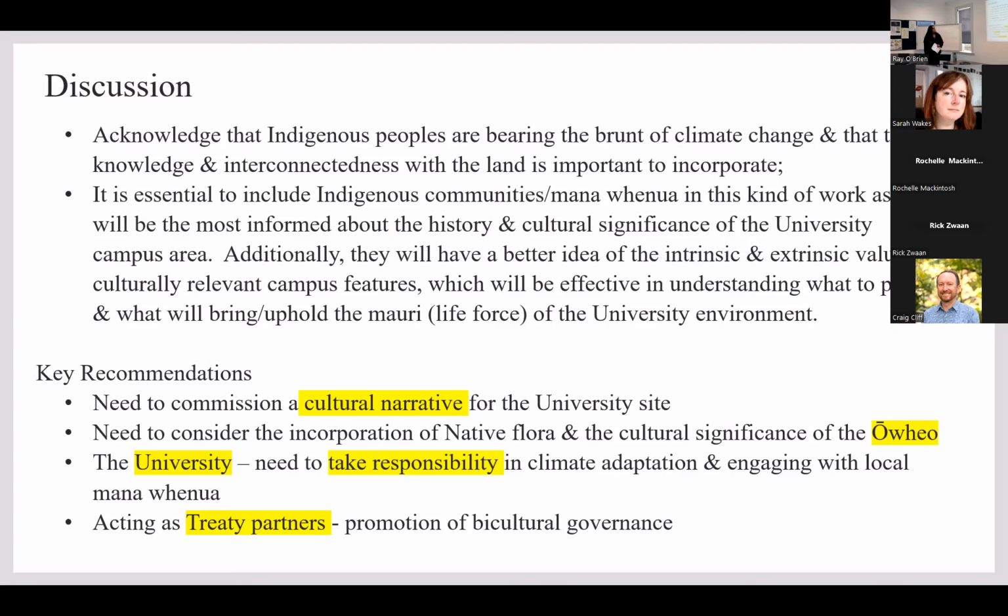Additionally, they'll have a better idea of the intrinsic and extrinsic value of culturally relevant features on the campus, which will be effective in understanding what to prioritise and what will bring or uphold the mauri of our campus. So I've provided the summarised key recommendations there.